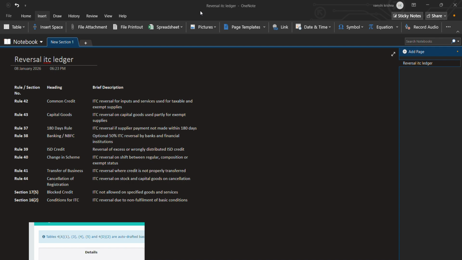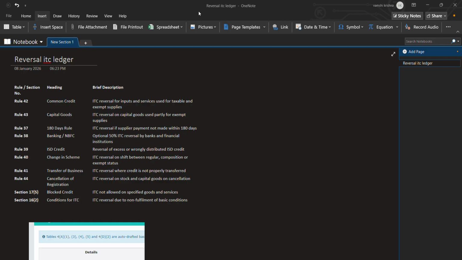Same with cancellation of registration, same as change in scheme only, but in the change in scheme we are given the opportunity to close. In the case of cancellation, it will be filed in the final return, or we can use the rule in the last return in 3B also.